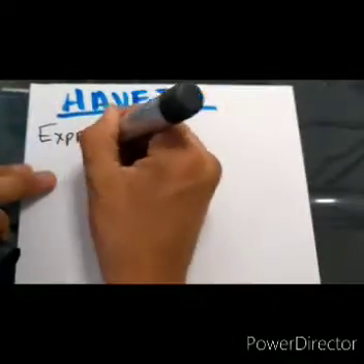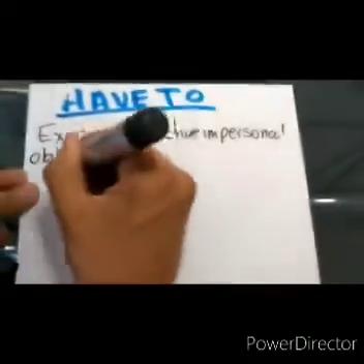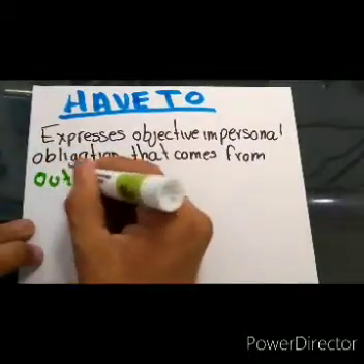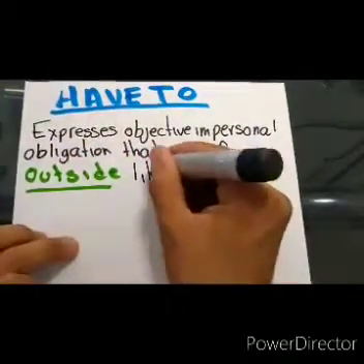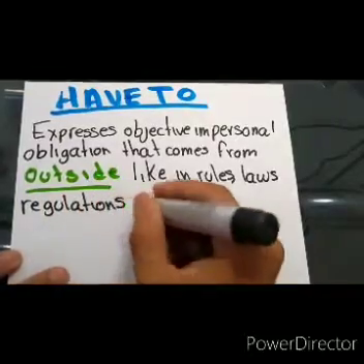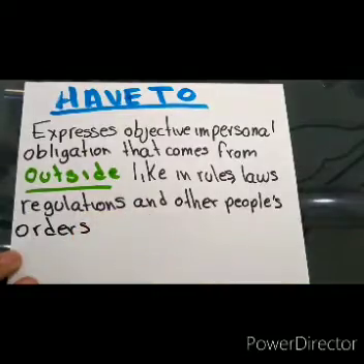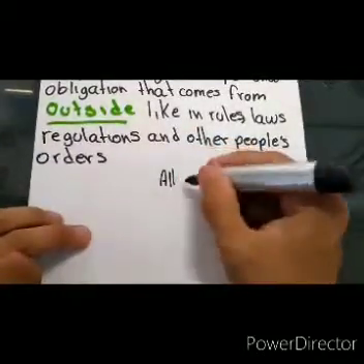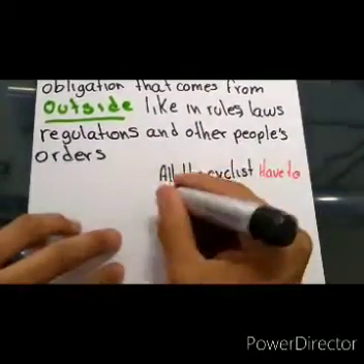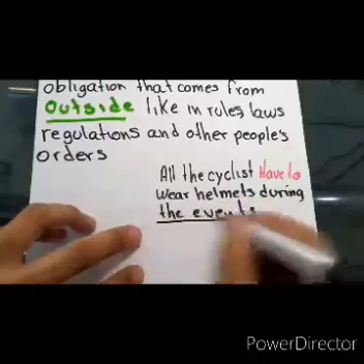After that, guys, we have "have to." Have to expresses an impersonal obligation that comes from outside, like rules, laws, regulations, agreements, and other people's orders. It's talking about something imposed by someone else. For example, the school rules, and you can find it everywhere.